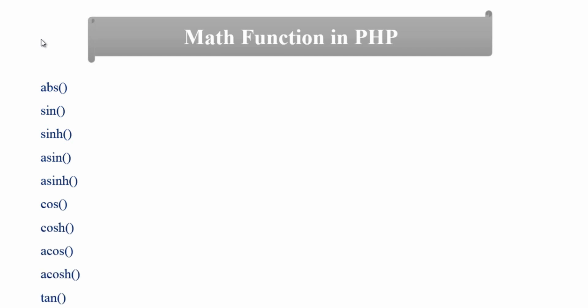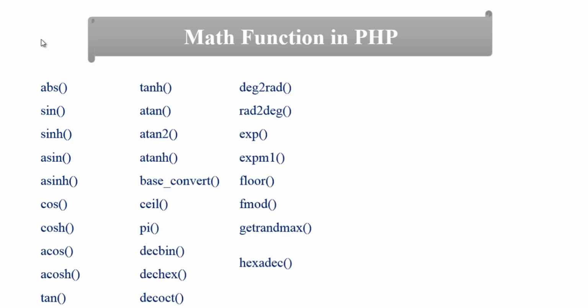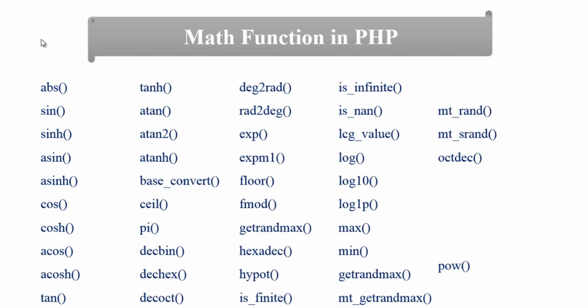Sinh. So these are different methods. You can see that. Another is square root. So these are different methods. These are the methods that are related to math. If you want to solve different mathematical problems, you can use these types of methods.